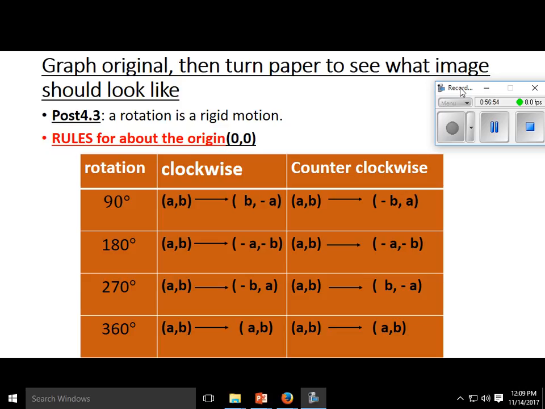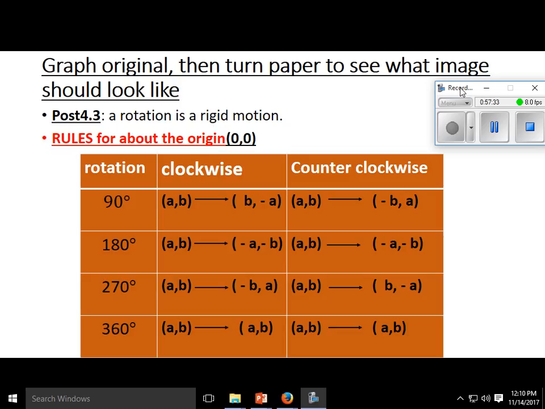For 90 and 270. What do you notice about 180? It's the same thing with 360, except 180 is both negatives and 360 is both positive. Look at 180. It's the same thing, counterclockwise and clockwise. Because if I'm standing here looking at you and I turn 180 degrees counterclockwise, I end up in the same spot as turning clockwise. So 180 is the same either direction.